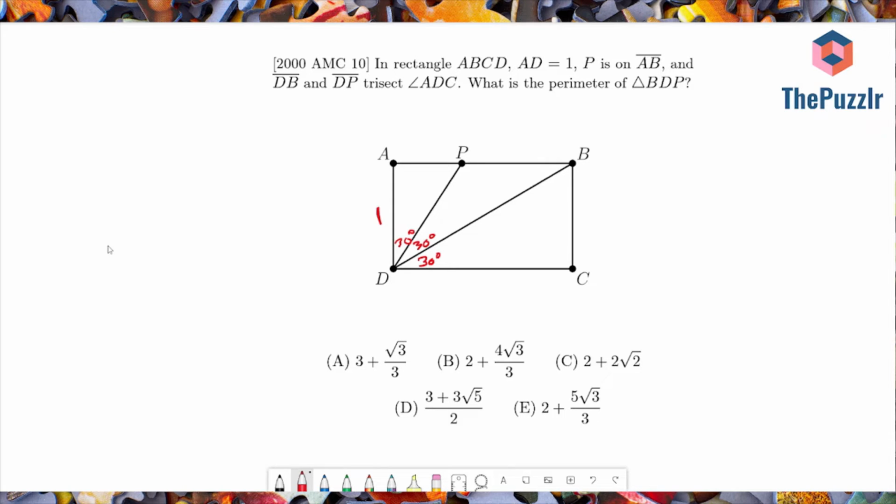And actually, I can even go further to notice that this is a right triangle, so this has to be 60 degrees. That's it for now. Now it's asking, what is the perimeter of triangle BDP? We're asked to find the perimeter of triangle BDP.